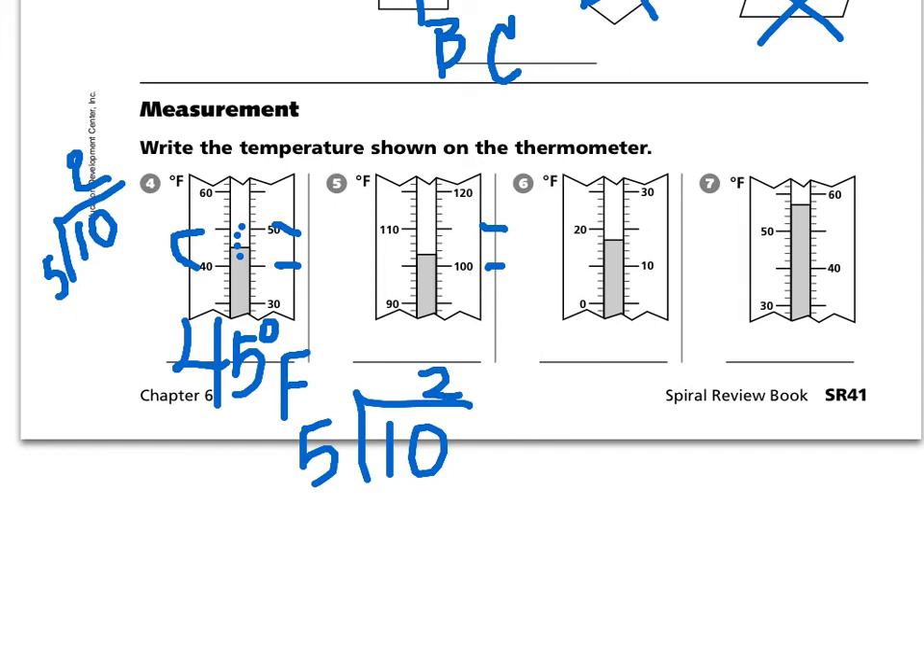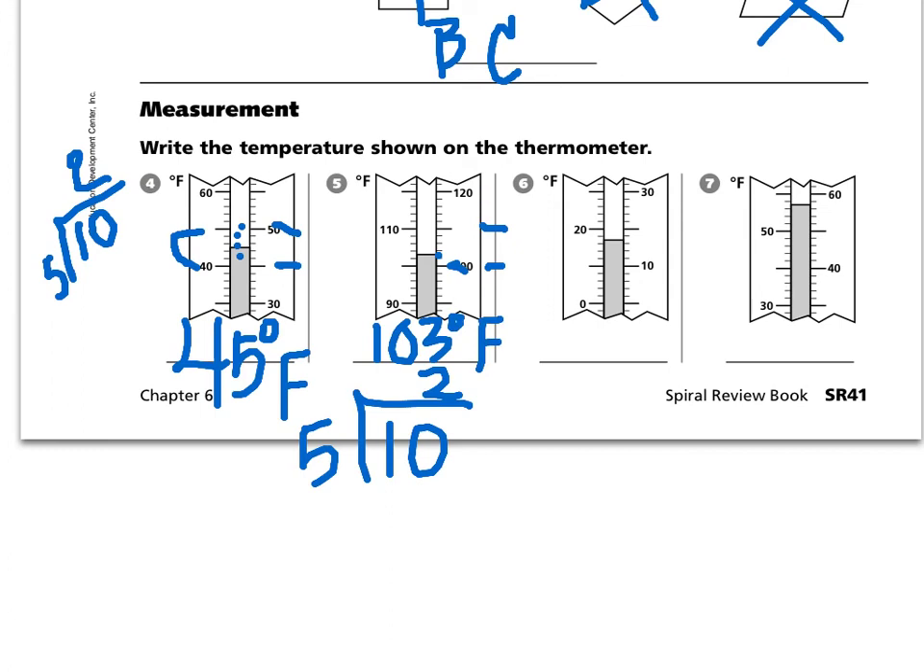So starting at 100, go ahead and count up. It goes to 102, and then it doesn't quite reach 104. So it's in between 102 and 104, and I know that's 103 degrees Fahrenheit. Okay, let's look at number 6.